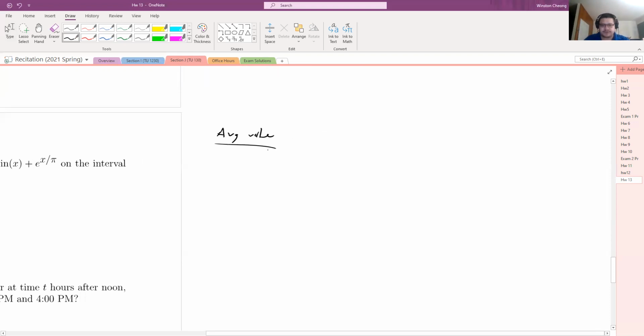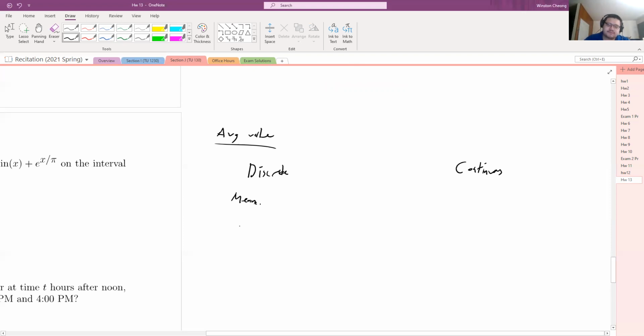So what I want to contrast is the discrete case from the continuous case. And the discrete case you already know about. This is something that you call the mean. Sometimes it's called the arithmetic mean.